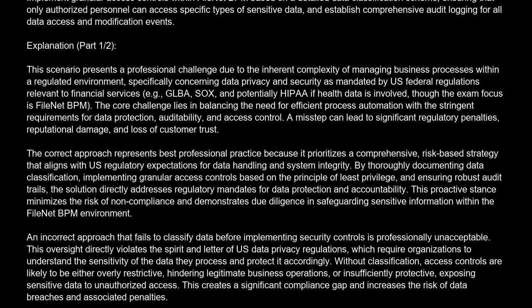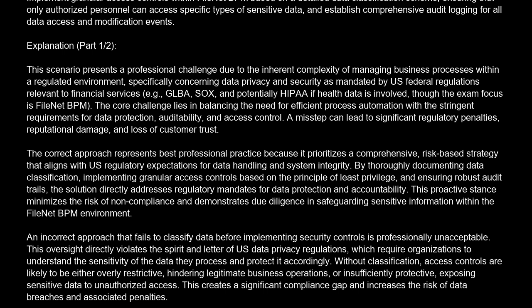An incorrect approach that fails to classify data before implementing security controls is professionally unacceptable. This oversight directly violates the spirit and letter of U.S. data privacy regulations, which require organizations to understand the sensitivity of the data they process and protect it accordingly. Without classification, access controls are likely to be either overly restrictive, hindering legitimate business operations, or insufficiently protective, exposing sensitive data to unauthorized access. This creates a significant compliance gap and increases the risk of data breaches and associated penalties.